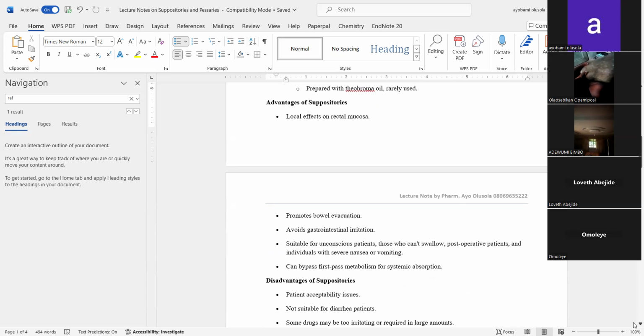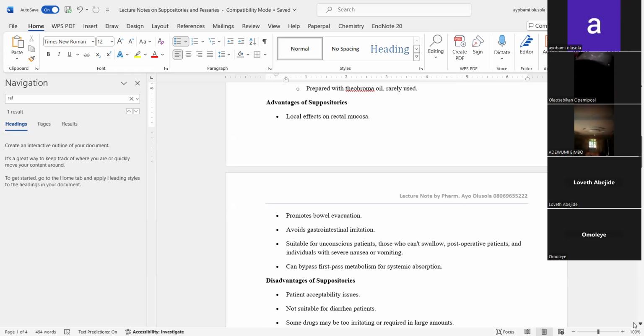If somebody is going for endoscopy, if they are going to insert a scope into the person's rectum to check the gastrointestinal tract, they will first give the patient, maybe a week before or some days before, a bisacodyl suppository to use so that the person can purge and the rectal way can be clean. Then they're also suitable for unconscious patients, those that have difficulty swallowing, and they are suitable for children too because they may sometimes reject swallowing drugs.